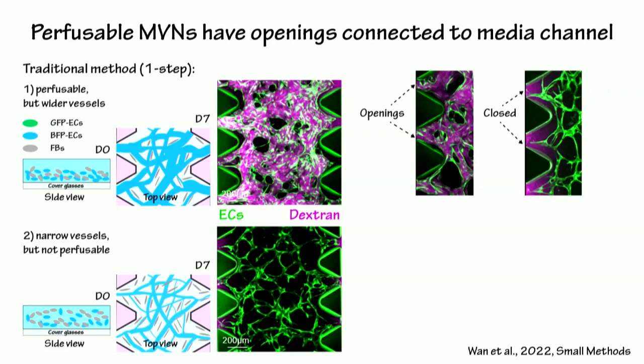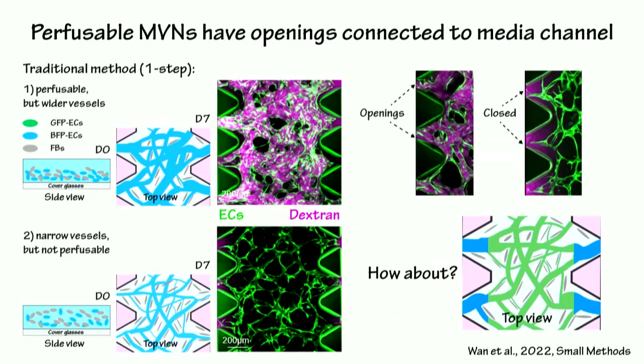It's just because the larger diameter vessels have formed openings connecting to the media channel, so the dextran can flow through. But the very narrow vessels lost those openings. All those vessels are closed. So then, if we combine these two conditions, to have larger diameter openings connecting to smaller vessels in the center, that will probably solve the problem of getting smaller vessels in the center that are perfusable.